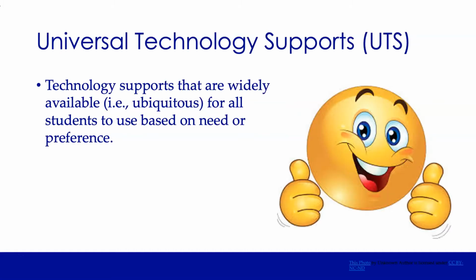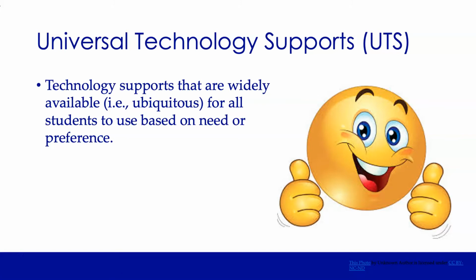The first definition we're going to talk about is universal technology supports. Universal technology supports are technologies that are first and foremost widely available. We say ubiquitous, meaning that they are available to every student at any time. This is important when we're talking about how we support students in the classroom and at home. Universal technology supports are provided in multiple contexts. They are available for any student and are used based upon the student's need or their preference to use it.